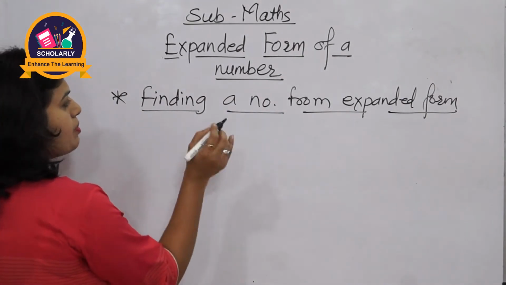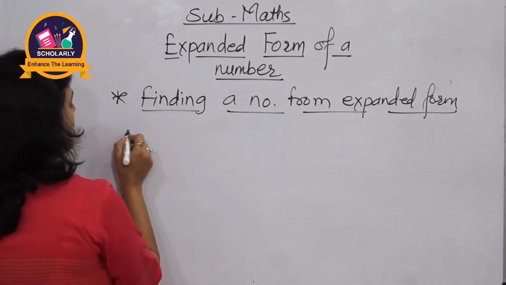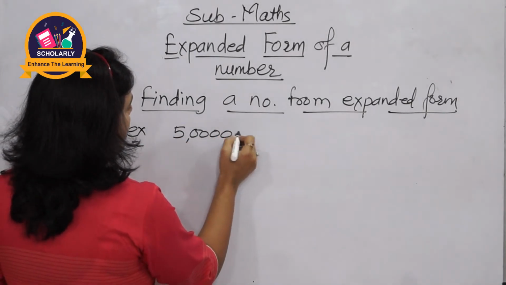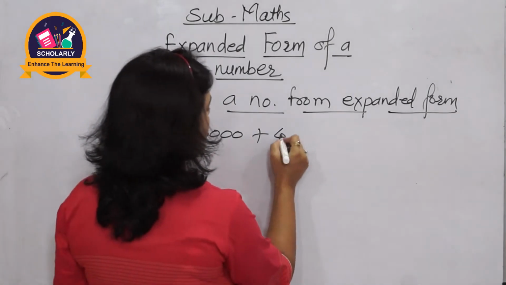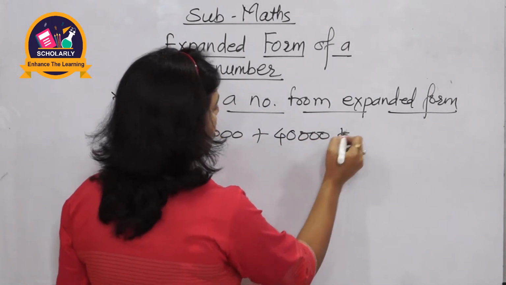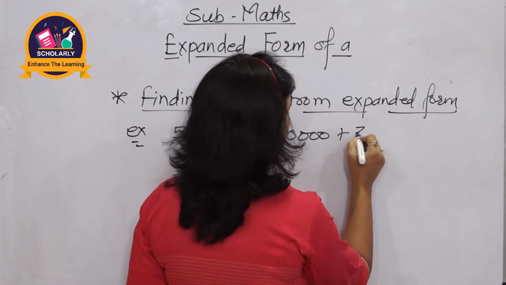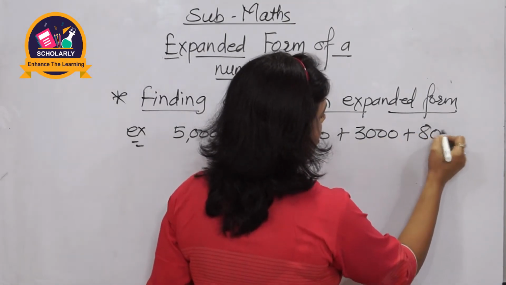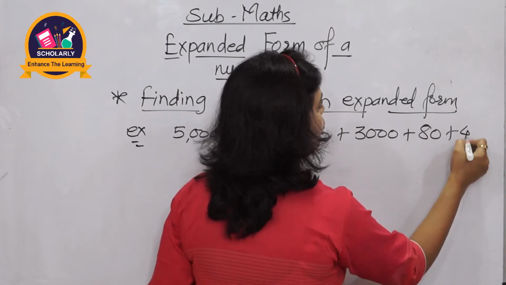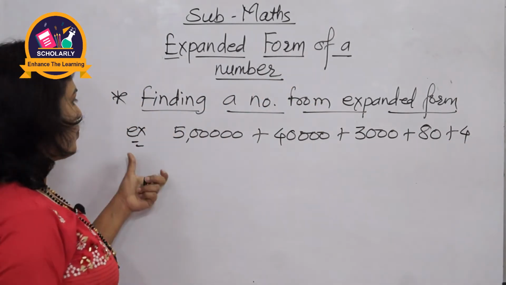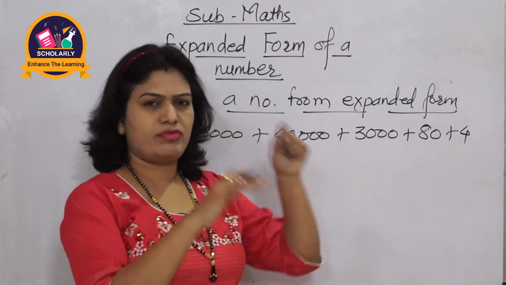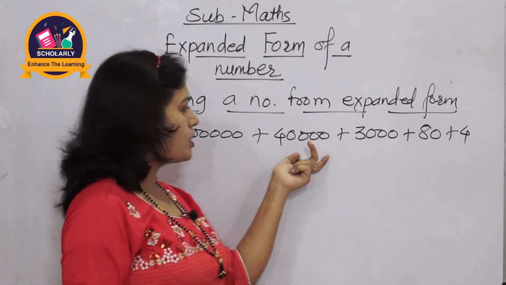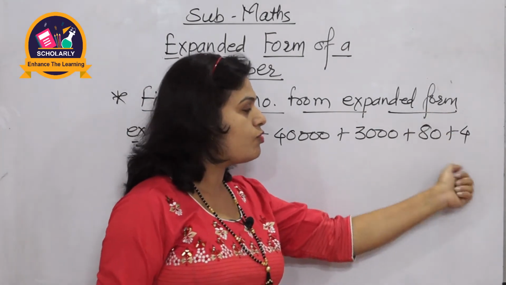I am writing an expanded form of a number like 5 lakhs plus 40,000 plus 3,000 plus 80 plus 4. Okay, here is an expanded form of a number that we have to find out. So 5 lakhs plus 40,000 plus 3,000 plus 80 plus 4.